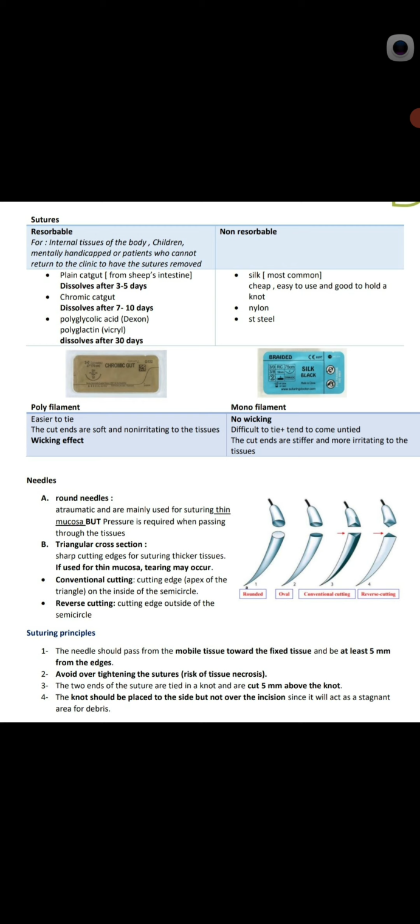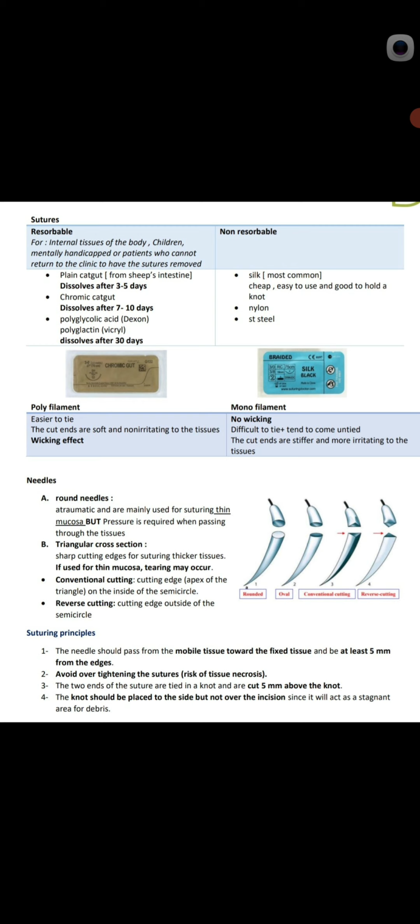Next, the third classification is polyfilament and monofilament. Polyfilament is made up of many filaments, and monofilament is made from one filament. Now, what are the advantages of polyfilament? It is easier to tie. The cut ends are soft and non-irritating to the tissue. But there is a wicking effect, meaning it passes fluids and microorganisms, and this can cause infection.